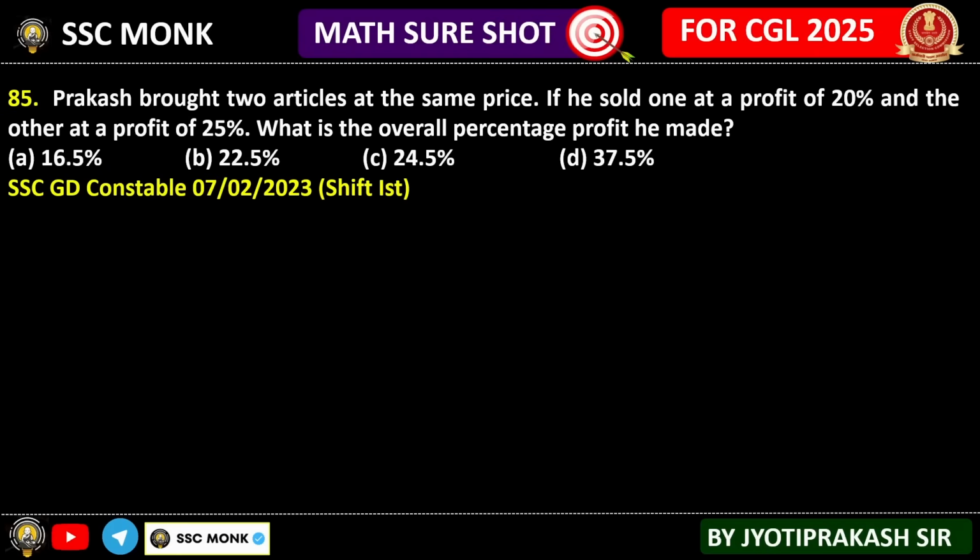Clear? Next, Prakash bought two articles at the same price. He sold one at a profit of 20%, the other at a profit of 25%. What is the overall profit percentage he made? So let's say he bought one at 100, sold it at 120. The second he bought at 100, he sold it at 125. So total cost price 200, total selling price 245. So total profit is equal to 45 upon 200 into 100, that is equal to 22.5%.